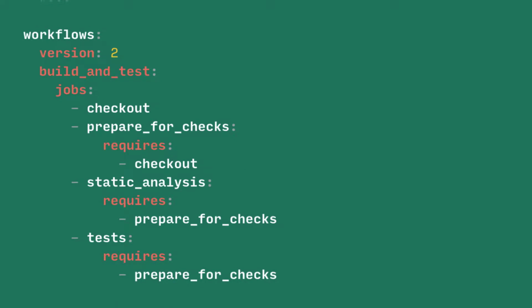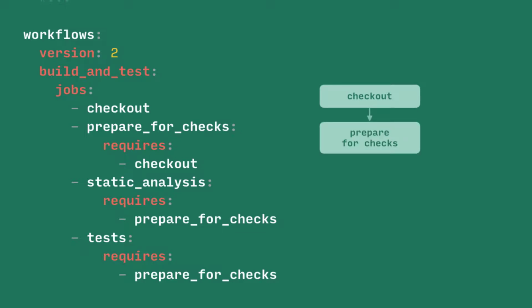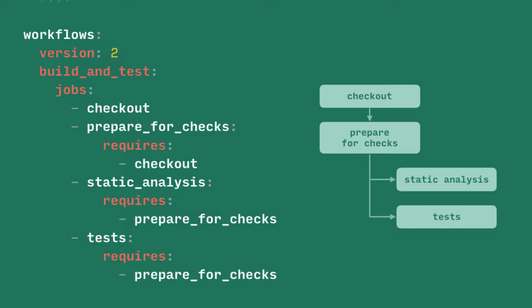Workflows is the thing that ties them all together. It says these are the jobs that the build runs, and these are the dependencies between the jobs. So for example, first one in the list is checkout, so that's what the CI is going to start from. Next thing is prepare for checks. Now, prepare for checks requires checkout, so the CI will make sure that it's run serially after checkout. And then we have static analysis and tests. Those 2 depend independently on prepare for checks, which basically means you can run them in parallel after prepare for checks is done.